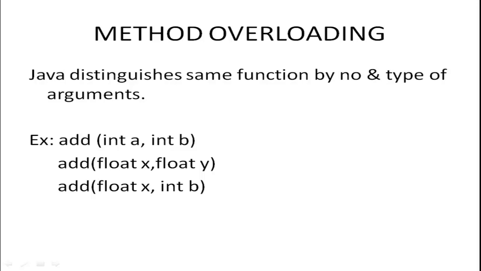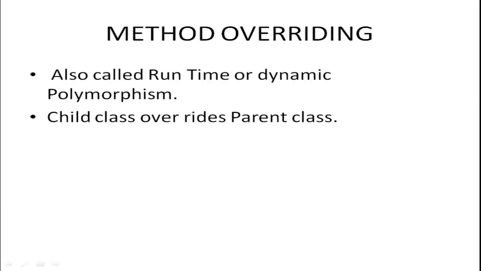First, we'll see method overloading. A single method may behave differently depending on type or number of arguments in it. This is called compile time polymorphism. Java allows functions to have the same name but distinguishes them by their number and type of arguments. Look at this example. Here, the function add taking two integer arguments is different from the function add taking two float arguments and taking int, float arguments. This is method overloading.